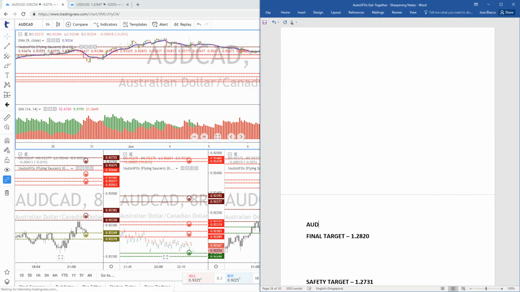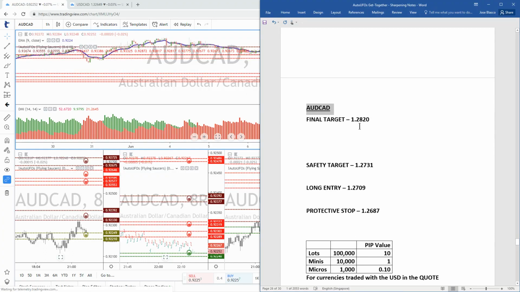We'll enter with a market order, and then protective stop is going to go below 21 by 5. So that's going to be 16. So 0.9216. Very tiny risk in this trade. Tiny risk pip wise, of course, the risk depends on the amount of lots or micro lots or mini lots you're going to use. But pip wise, it's only 11 pips of risk.